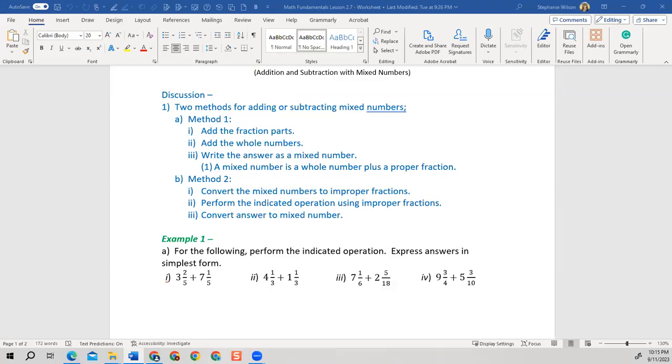Addition and subtraction with mixed numbers. If you want to take a minute to pause this video to read over the blueprint, go for it. This has got some helpful information in here for you.